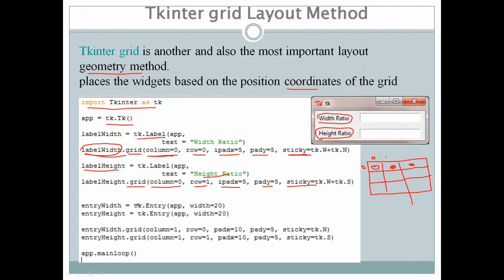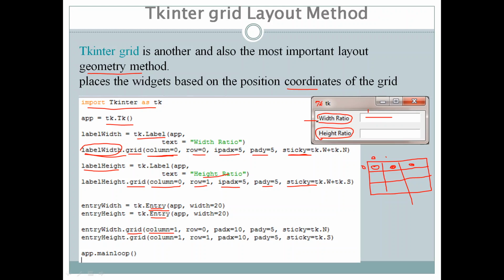In a similar way, 2 entries have also been created. We have studied about the entry widget, which is used to enter a single line of text. So entry is created by specifying some parameters. 2 entries are created, entry width and entry height, and they are again added. How are they added? The first entry is added at column 1. Earlier it was column 0, remember. So this particular entry is added at column 1 and row 0.